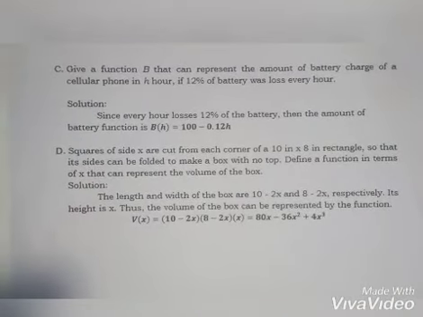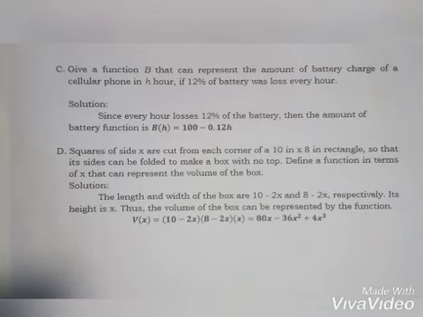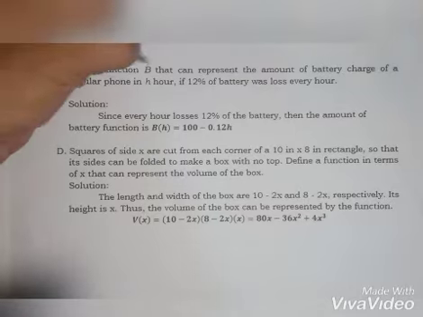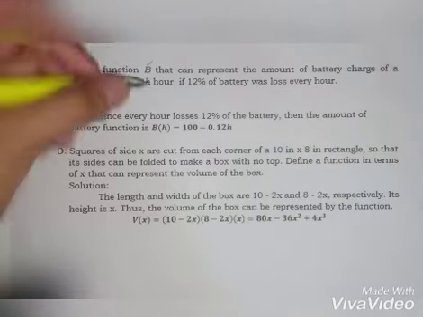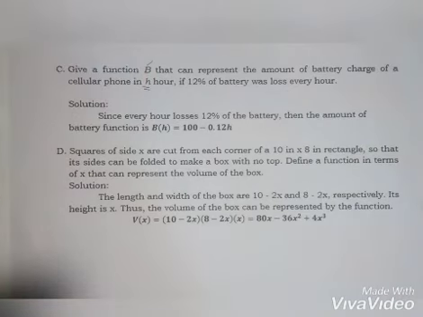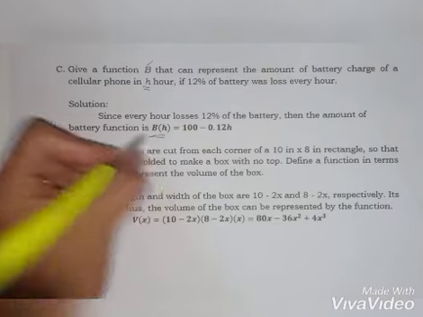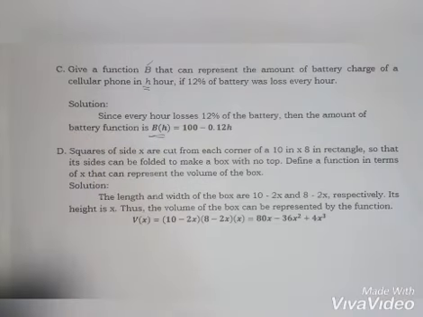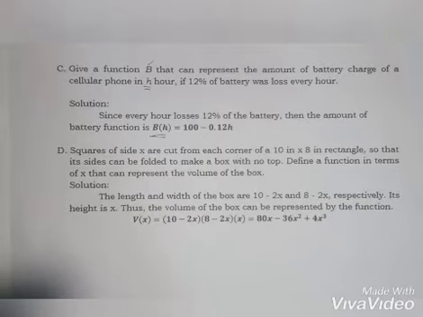Let's have two more. Letter C. Give a function b that can represent the amount of battery charge of a cellular phone in each hour if 12% of battery was lost every hour. So the function is b, and the independent variable is h, hour. So b of h. So the amount of battery charge of a cellular phone in each hour if 12% of battery was lost every hour.